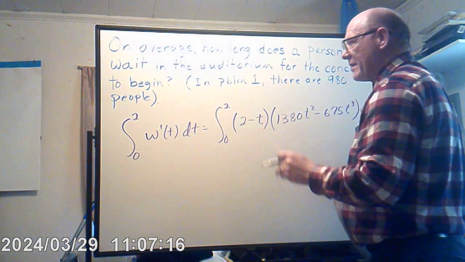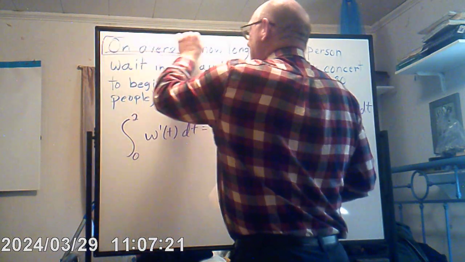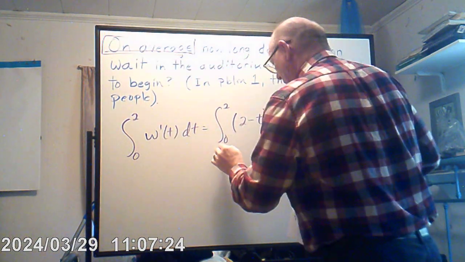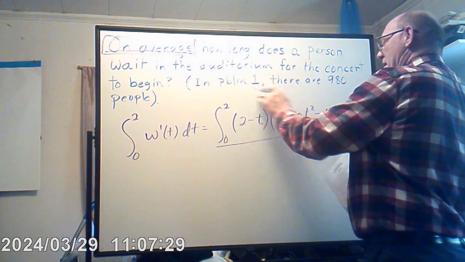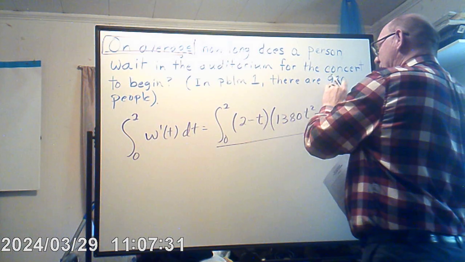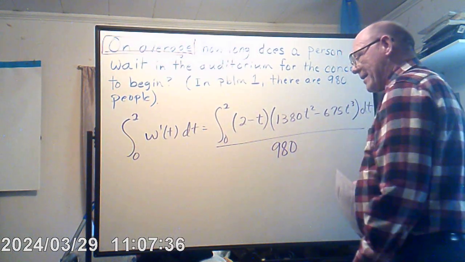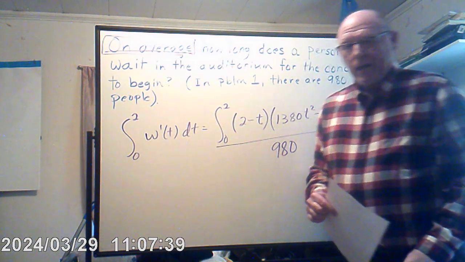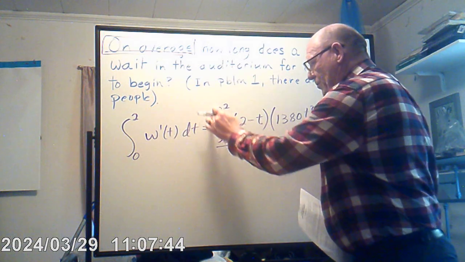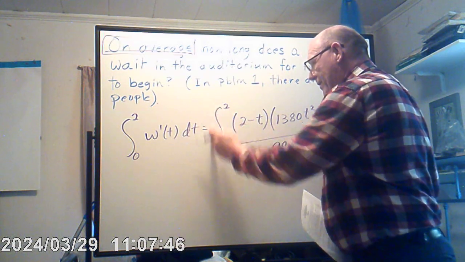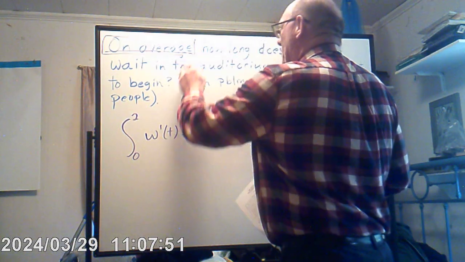But since it says on average, I need to average this. So I'm dividing by the total if you want to. And in problem 1, there are 980 people. So you can simply divide by 980 like that. Or if you want to, you can put this 1 over 980 in front of this. Either way, that's average. That's what you have to remember, on average.